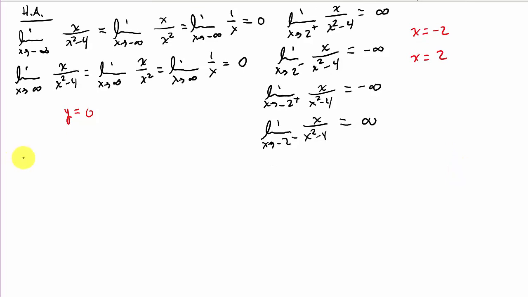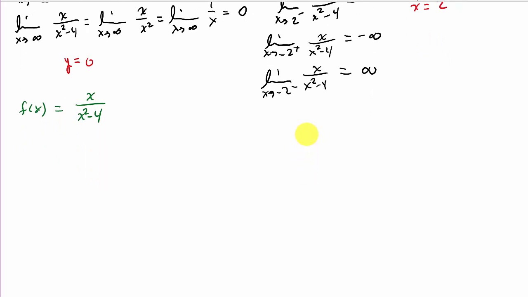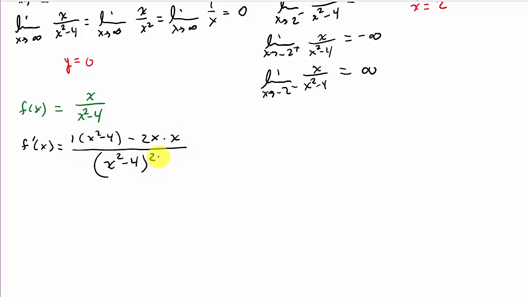So what I'm going to do, I'm going to rewrite the problem right here. That's x over x squared minus 4. Okay. So now we've got to take the derivative to find increasing, decreasing, and local max and mins. We've got to find our critical numbers. So I've got f prime of x. Now for the derivative of this, I've got to use the chain rule. So I'm sorry, not the chain rule, the quotient rule. So that's the derivative of the numerator times the denominator minus the derivative of the denominator times the numerator all over the denominator squared. All right.